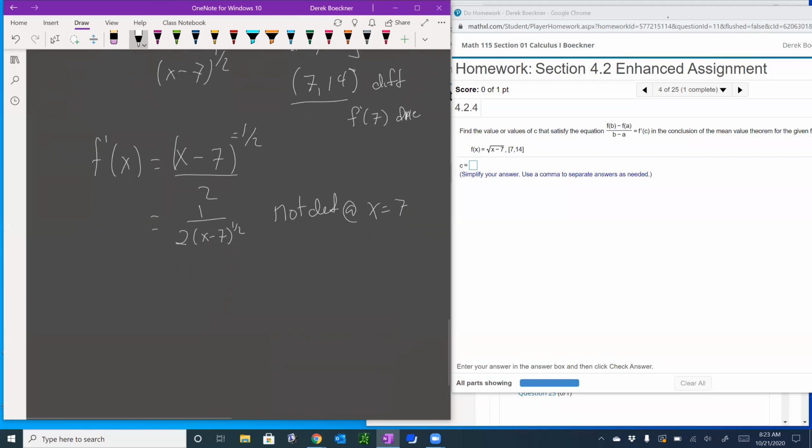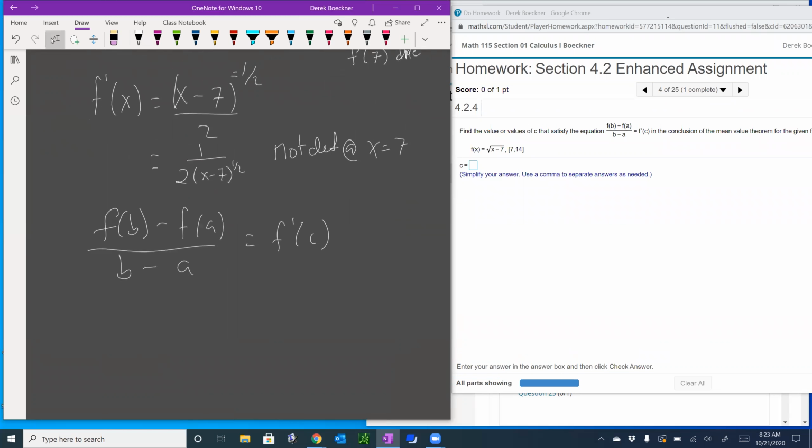All right, so I want f of b minus f of a over b minus a equal to f prime at c, for some c. We need to find c. If I put 14 in, I get the square root of 7. And if I put minus f of a in, that's 0. And this is 14 minus 7. So this is the square root of 7 over 7. This is 1 over the square root of 7. Good.